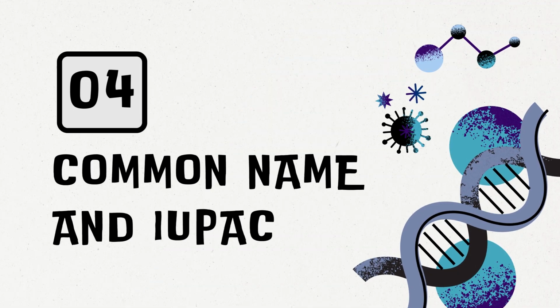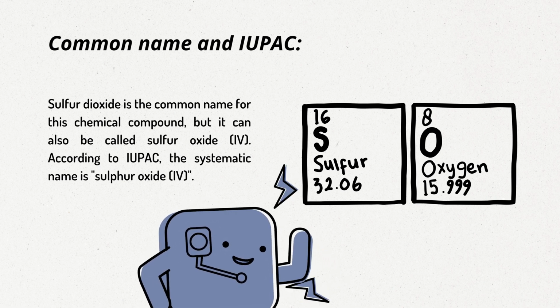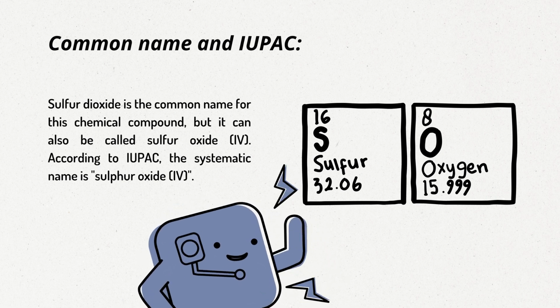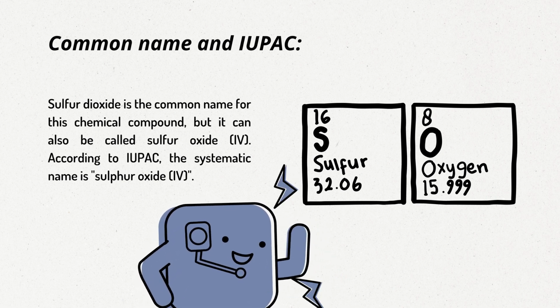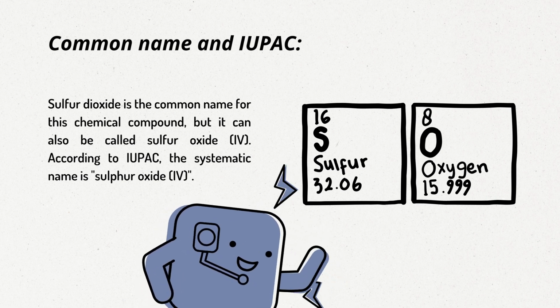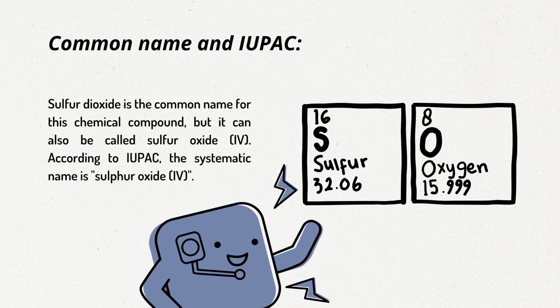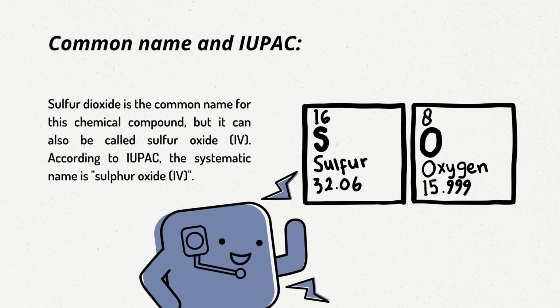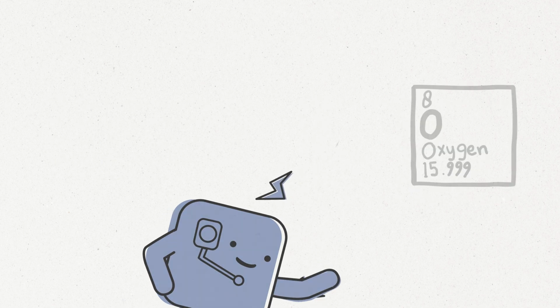Common name and IUPAC. Sulfur dioxide is the common name for this chemical compound, but it can also be called sulfur oxide 4. According to IUPAC, the systematic name is sulfur oxide 4.